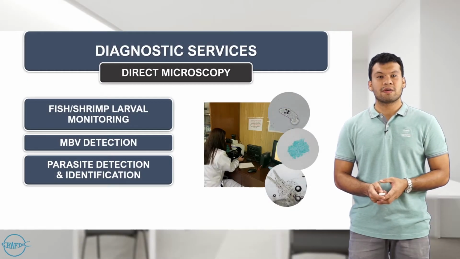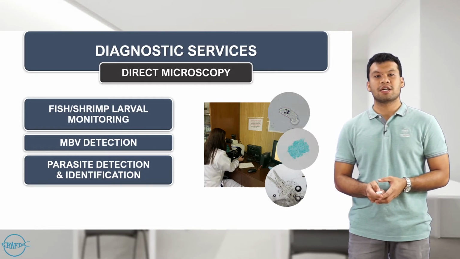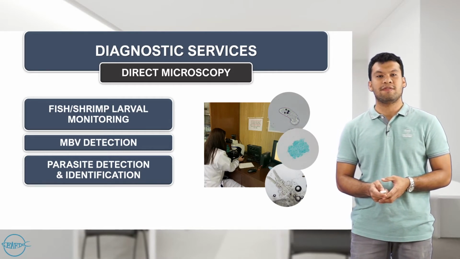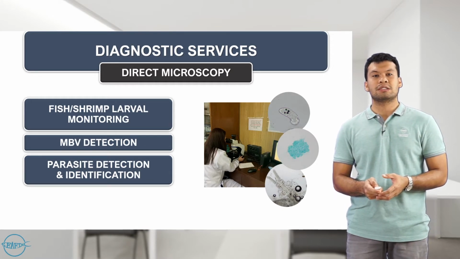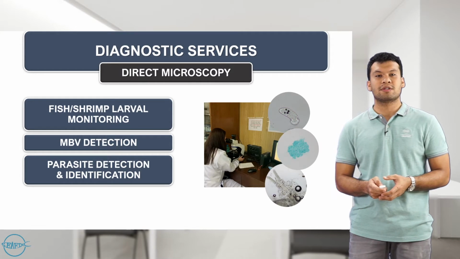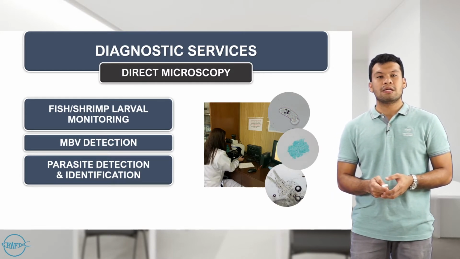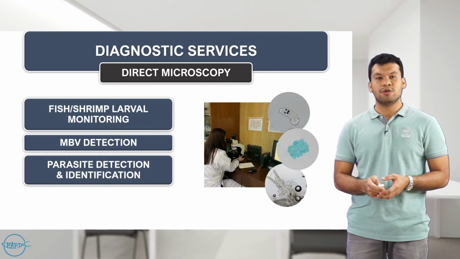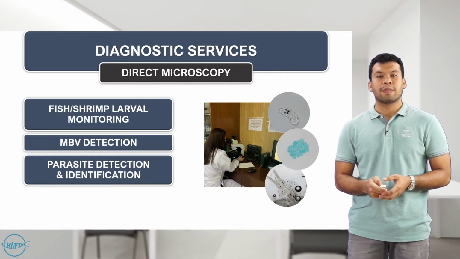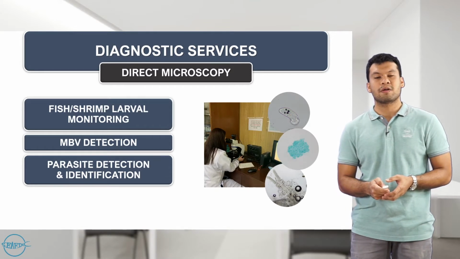So for direct microscopy, we conduct fish and shrimp larval monitoring, MBV detection, and parasite detection and identification. For fish and shrimp larval monitoring, we check the growth and development factors or changes in your shrimp and fish larvae. At the same time, we check the physical appearance and the different physical aspects of your fish and shrimp larvae. We are also conducting monodon baculovirus detection via direct microscopy.